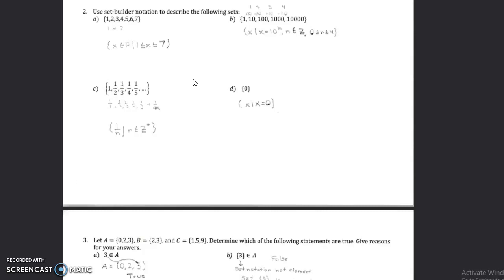For D, we have 0. This is simple enough. We have a one element set. We can say that x is just equal to 0, and that's our answer.